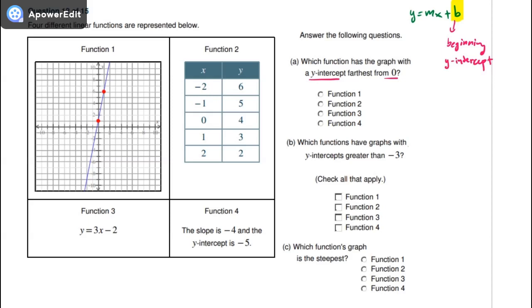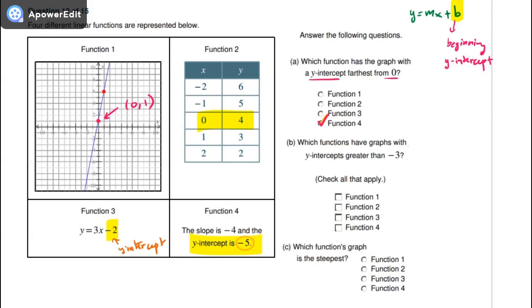First one, function 1, the starting point is right here. That is (0, 1). So b is 1, or the y-intercept is (0, 1). Function 2, the y-intercept is (0, 4). So 4 is the b. Function 3, b is negative 2. That is your y-intercept. And the last one, they tell you specifically that the y-intercept is negative 5. So the furthest away is negative 5. Negative 5 is the furthest point away from 0. So that will be function 4.